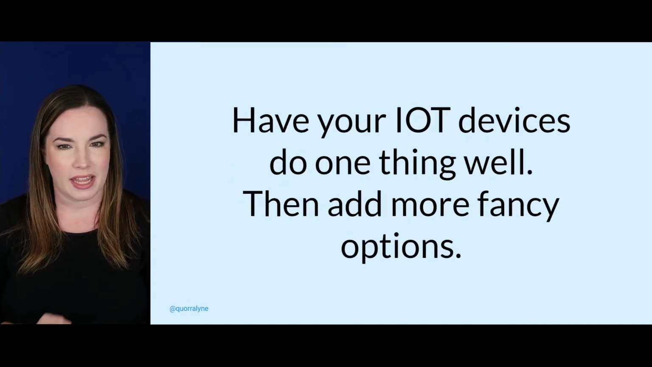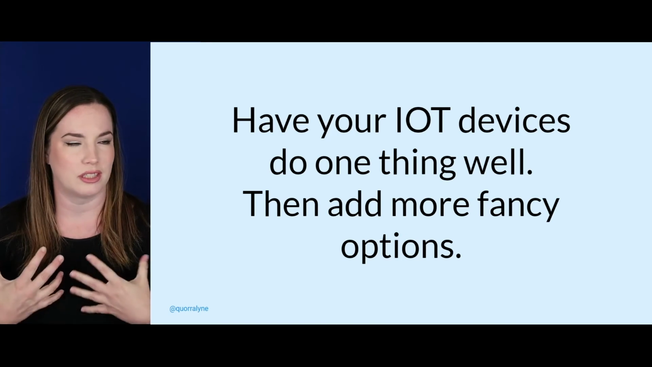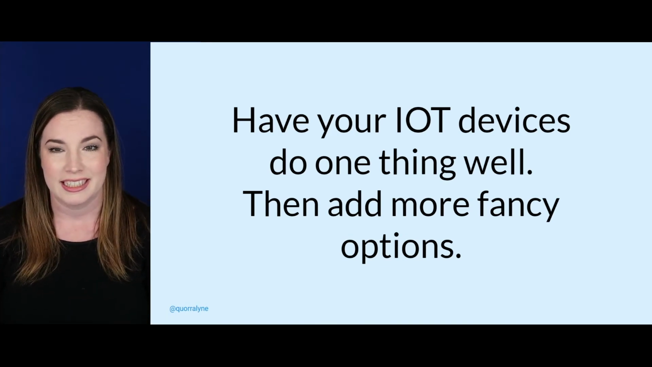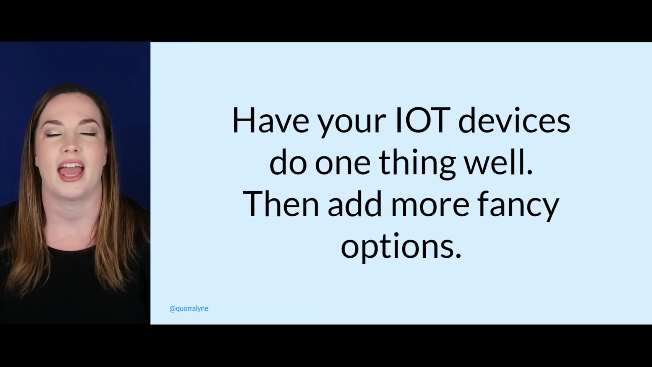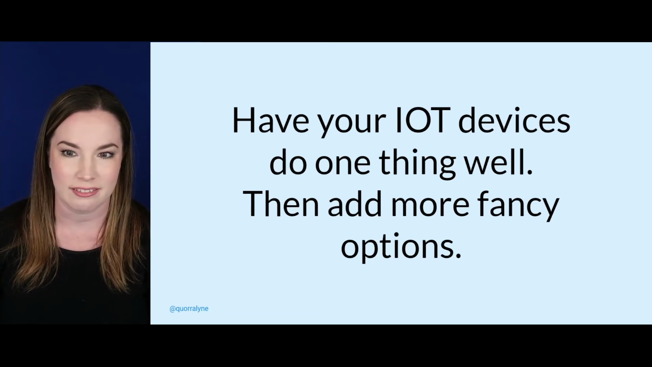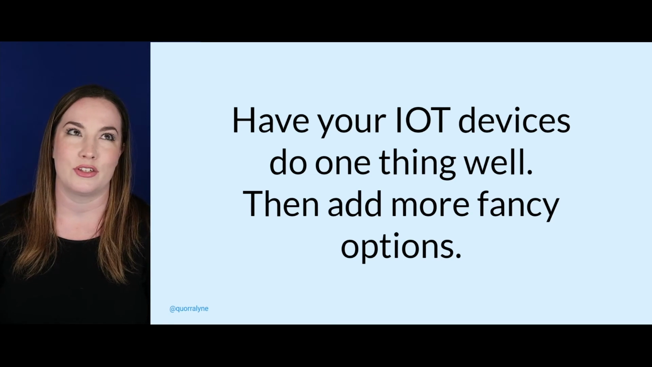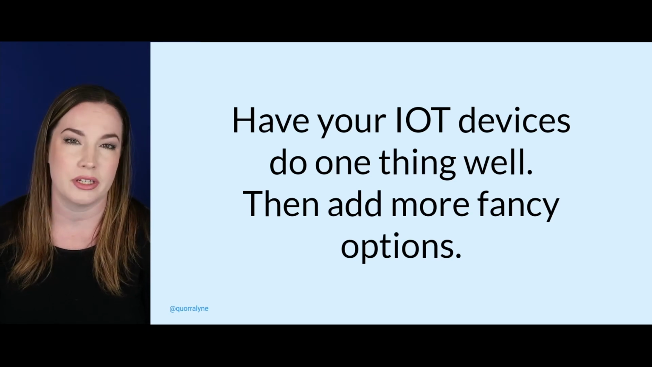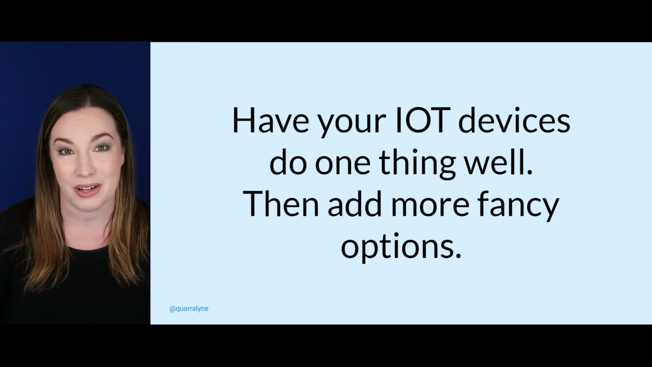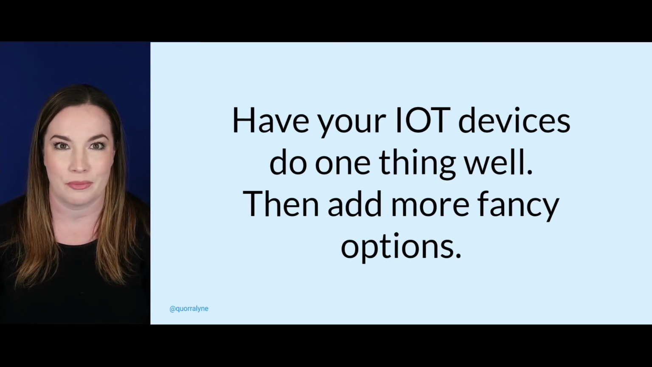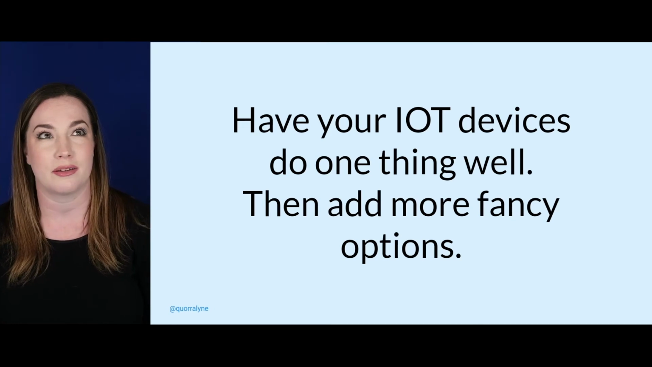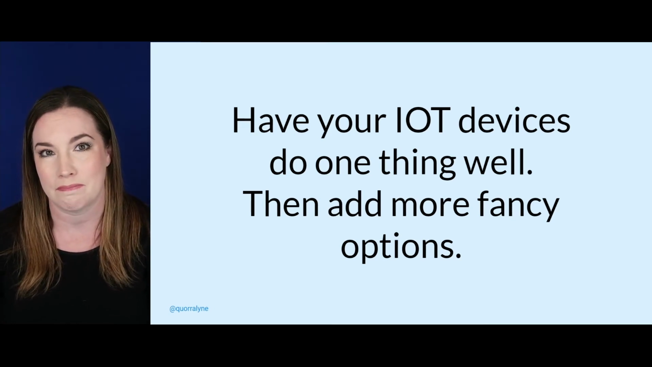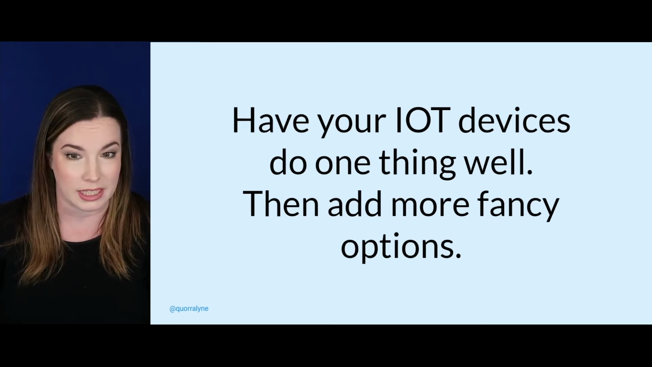Have your IoT devices do really one thing well. Start with that. Secure it all the way. Do the entire thing. And then go ahead and add additional functionality. Because if you try to put a bunch in it, it's going to be a little bit of a nightmare to try and secure, because there's probably one or two things that it's doing that you didn't think about and could possibly cause a vulnerability to your system.